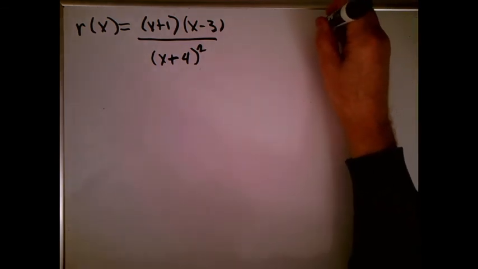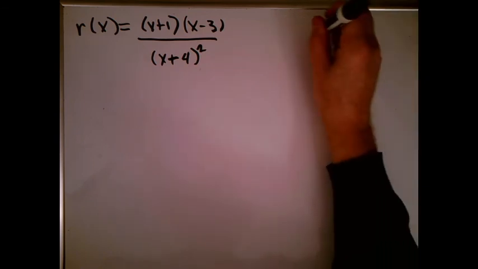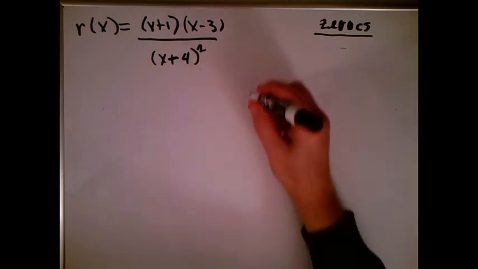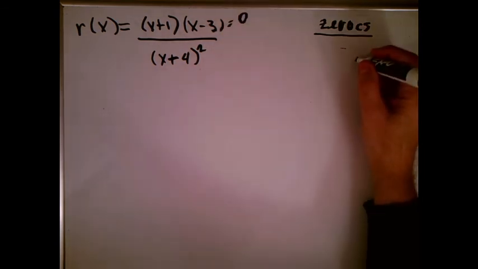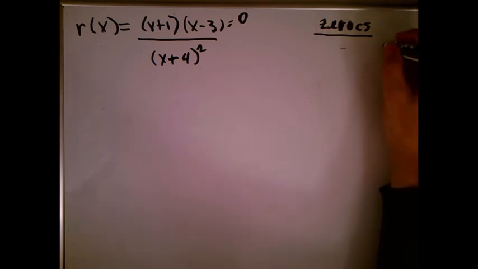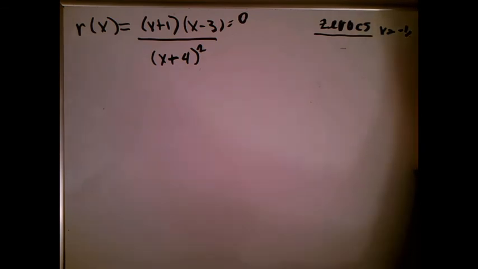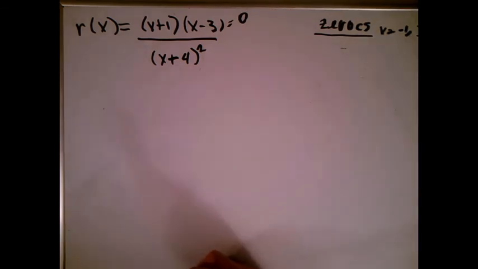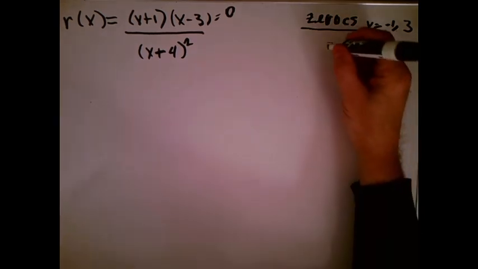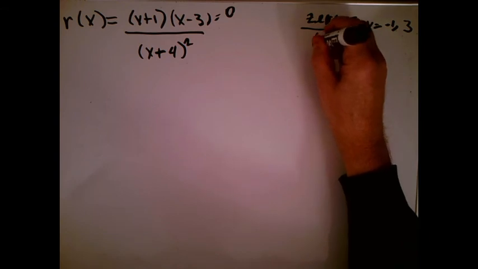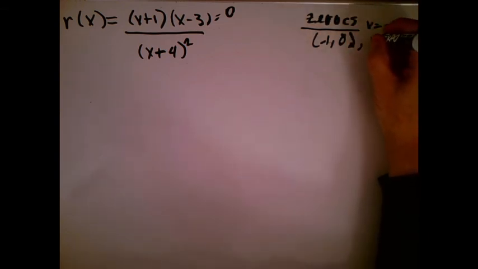Let's see here. I want the zeros first. To find zeros, we set the top equal to 0, and we're going to get x equals -1 and x equals 3. Can we see that? Now remember, what that tells us is that -1 is a zero on the graph, and 3 is a zero on the graph.